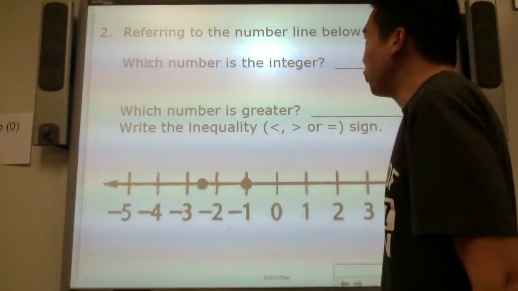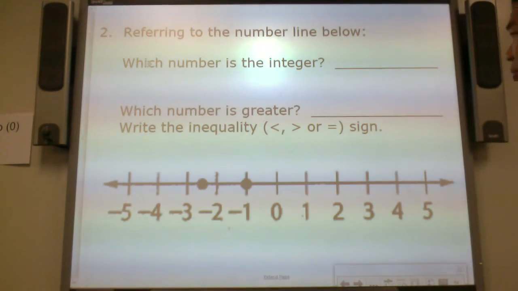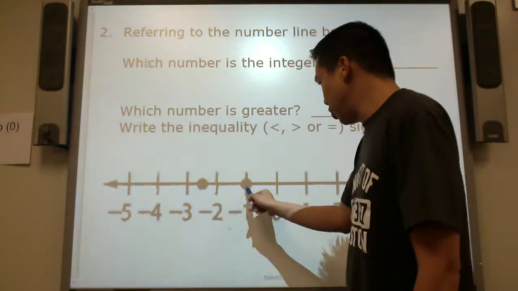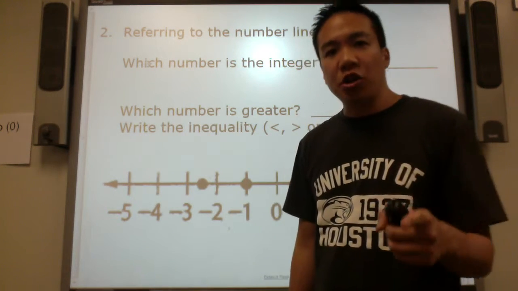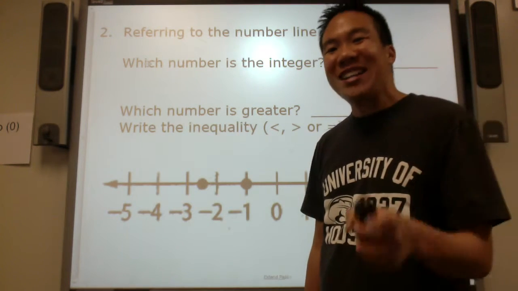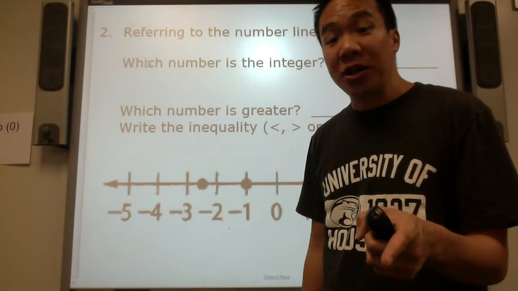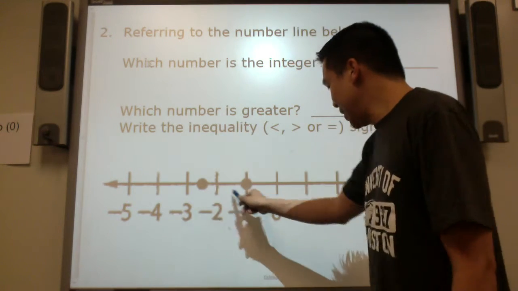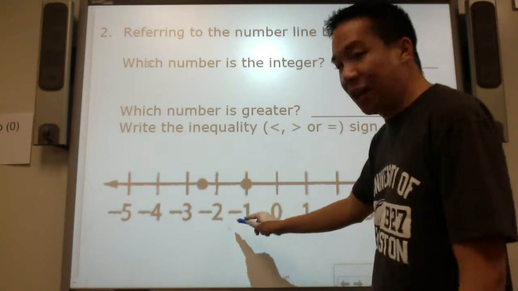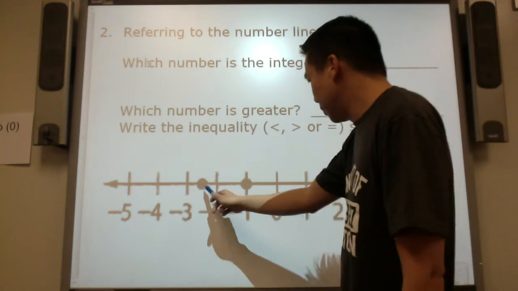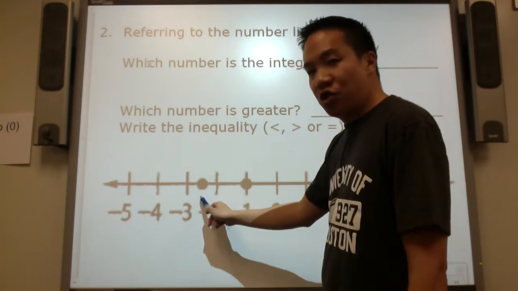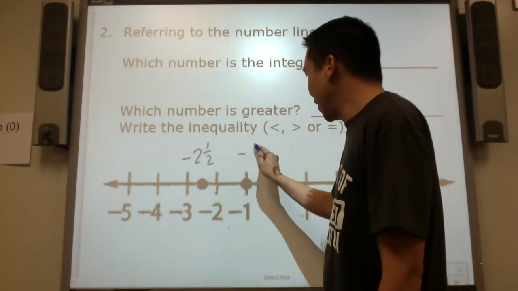Number 2, referring to the number line below, which number is the integer? I see two things. What is the definition of integer again? An integer is a positive or negative whole number including 0. Which one is a whole number? A negative whole number? Negative 1. Which number is greater? Negative 2.5 or negative 1?